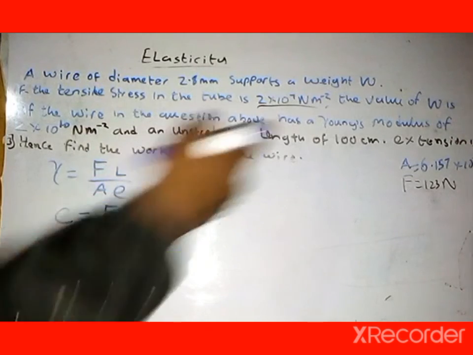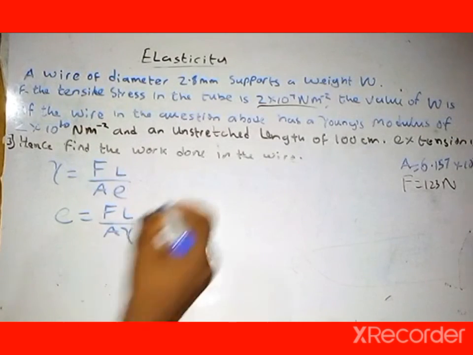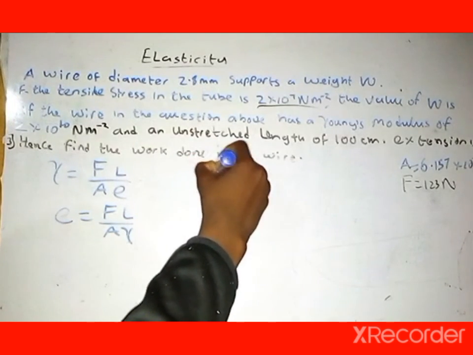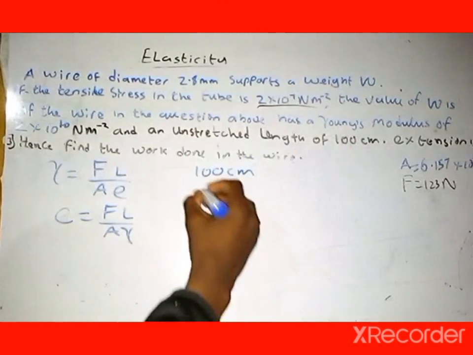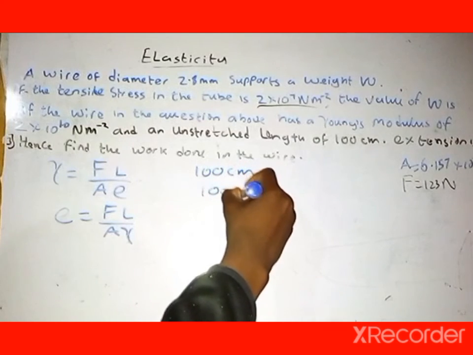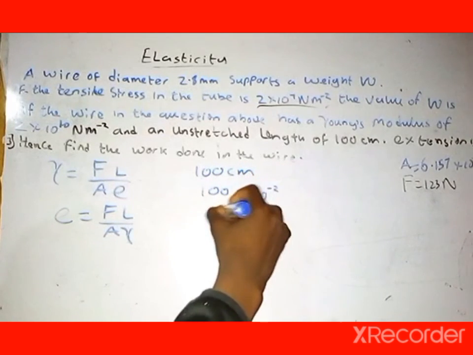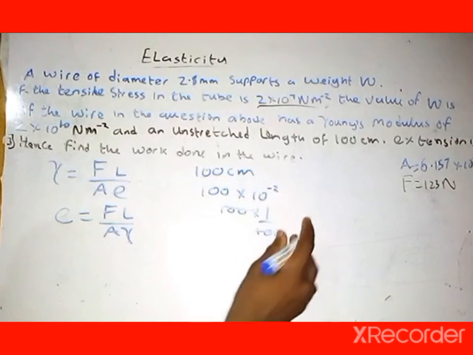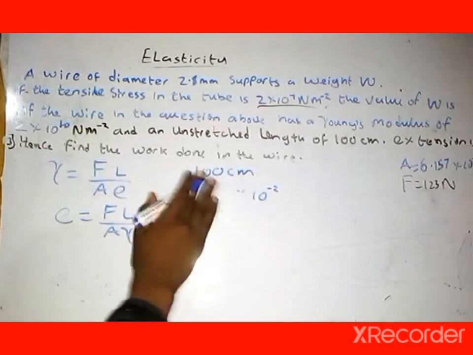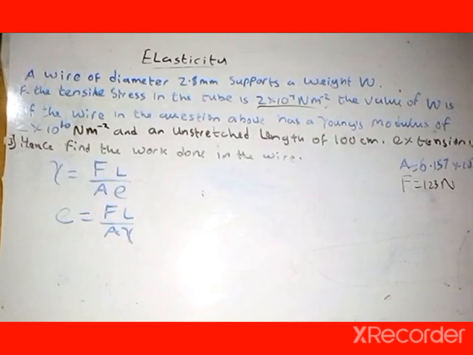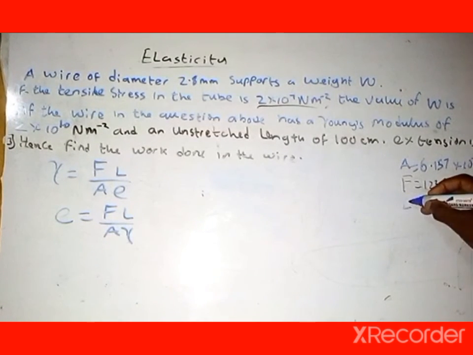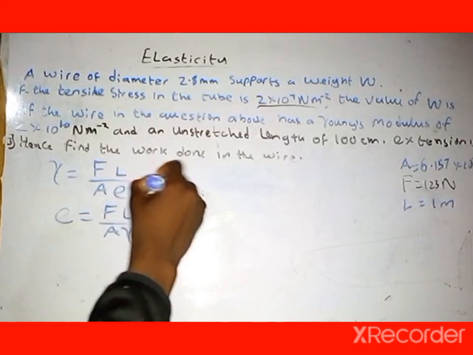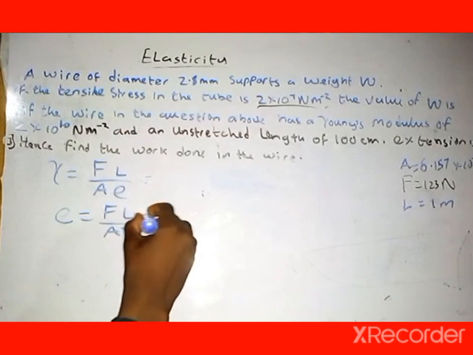But it is given in centimeter. So what do we do? We see that 100 centimeter to meter is 100 times 10 to the power minus 2, which is 100 times 1 over 100, which will actually give us 1 meter. So our length here will now be 1 meter. So what do we do now? We insert the values.